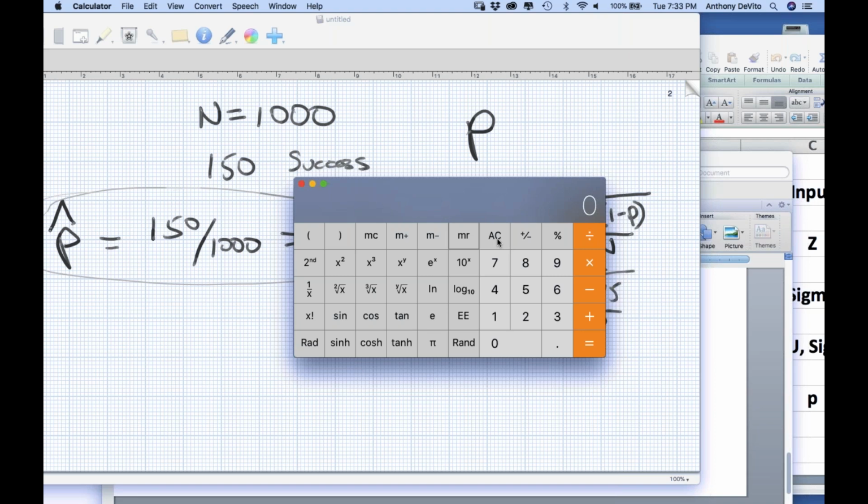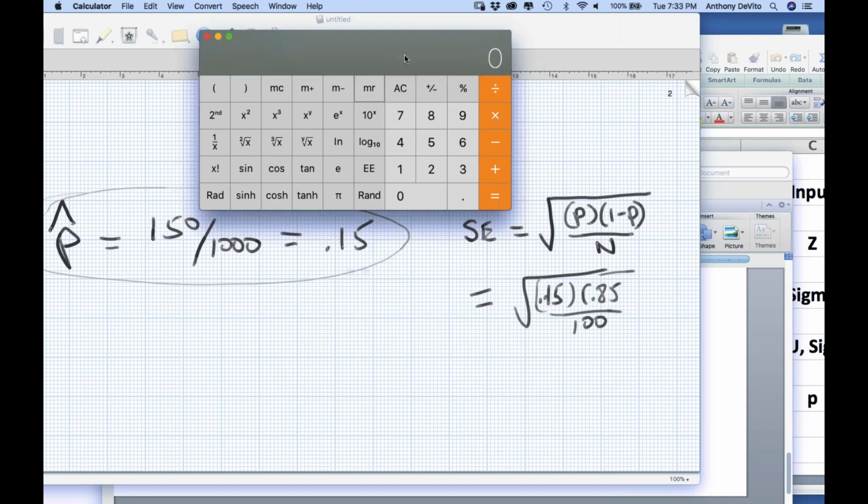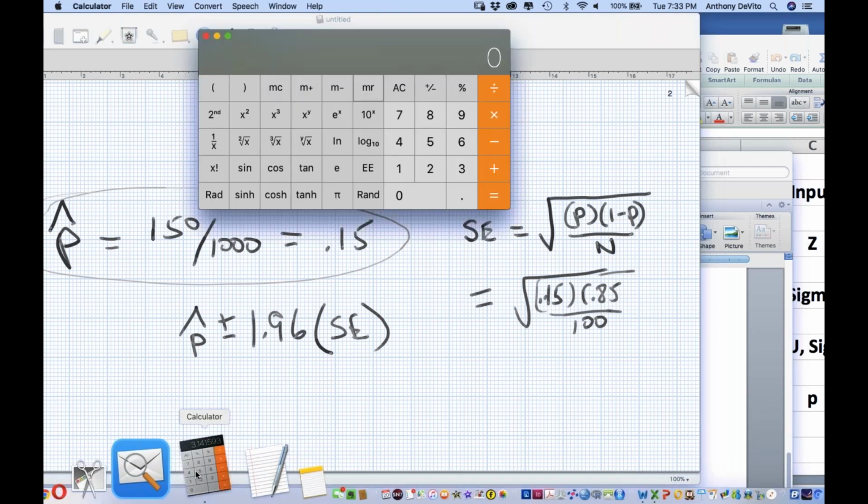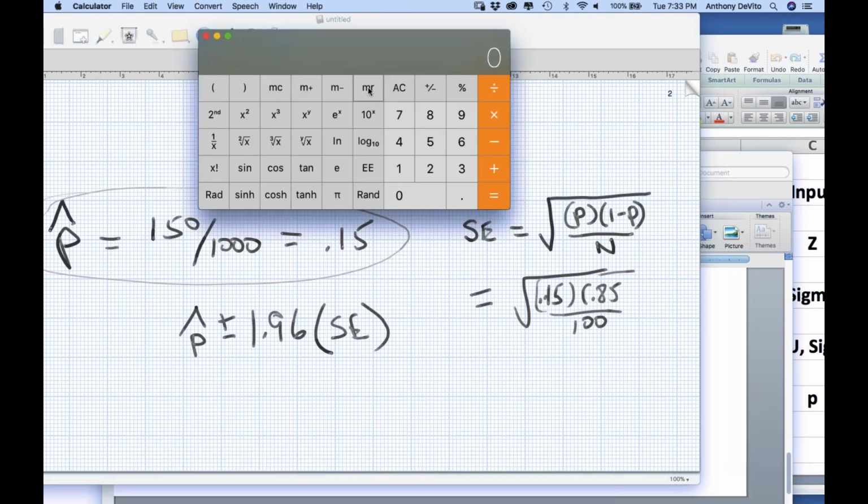So now I'm going to calculate my margin of error, my confidence interval. What is it going to be equal to? It's going to be equal to P cap plus or minus 1.96 times my standard error, which I just calculated. So let's go back to my calculator. I'm going to recall that number. That's my standard error. This time I'm going to multiply it by 1.96.